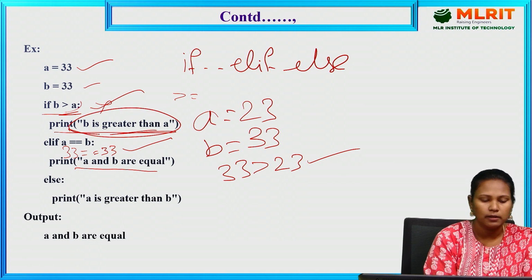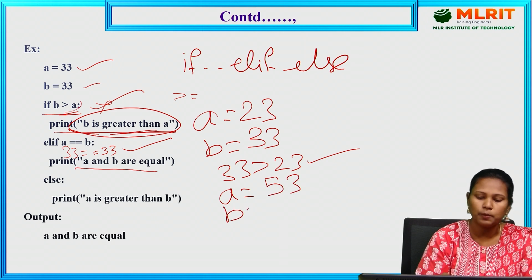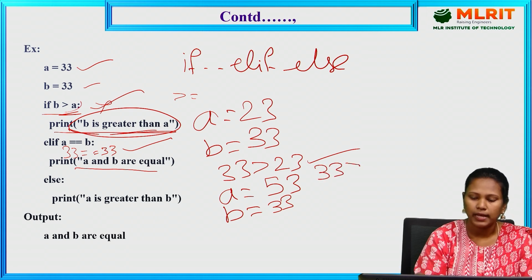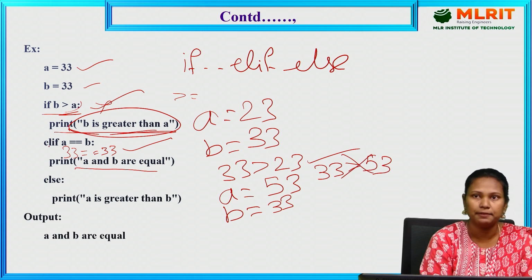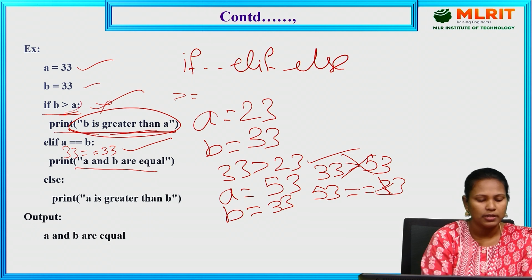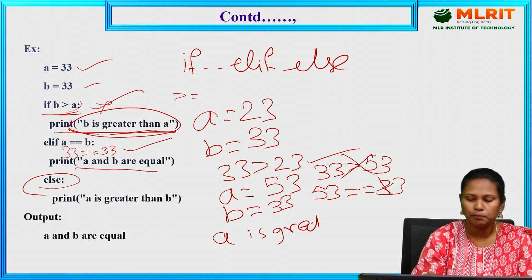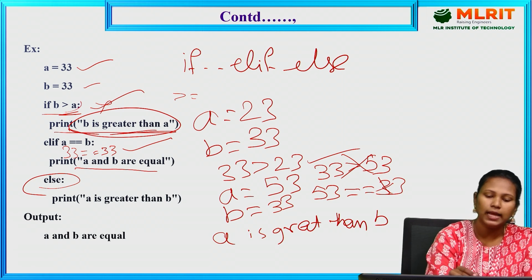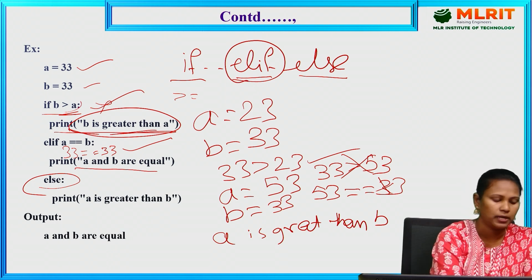It executes. So for example, a is equal to 53 and b is equal to 33. Now again I am comparing with the first condition: 33 greater than 53. So the condition failed. It checks the elif, meaning 53 equal to 33. No, it's wrong. So it goes to the else, meaning a is greater than b. In this way we are using the if, elif, else. We can have more than one elif in the if statement.